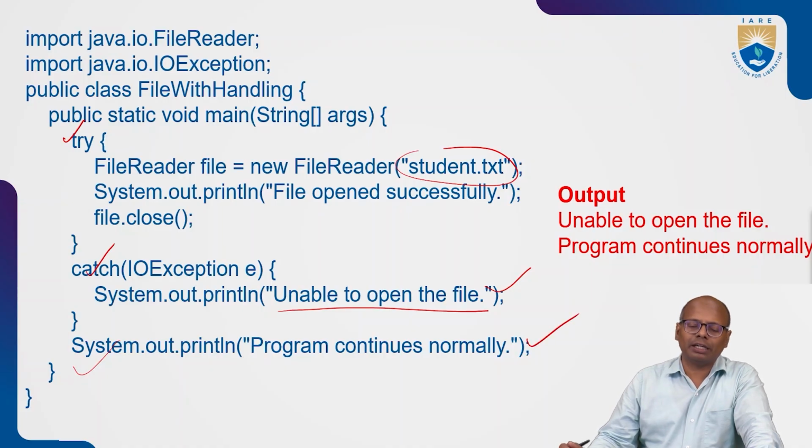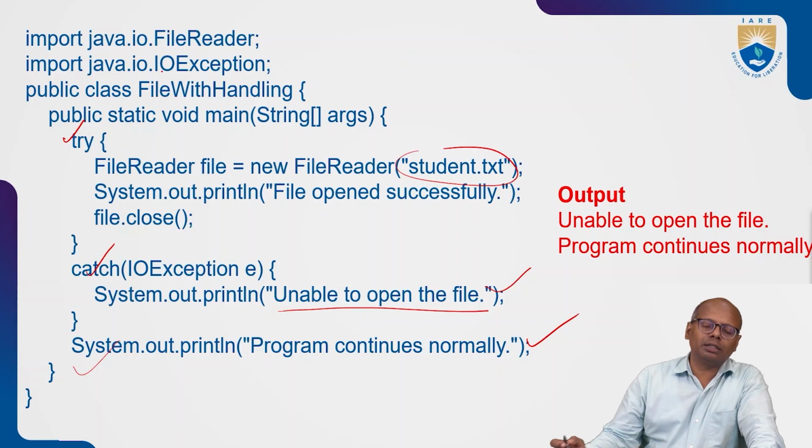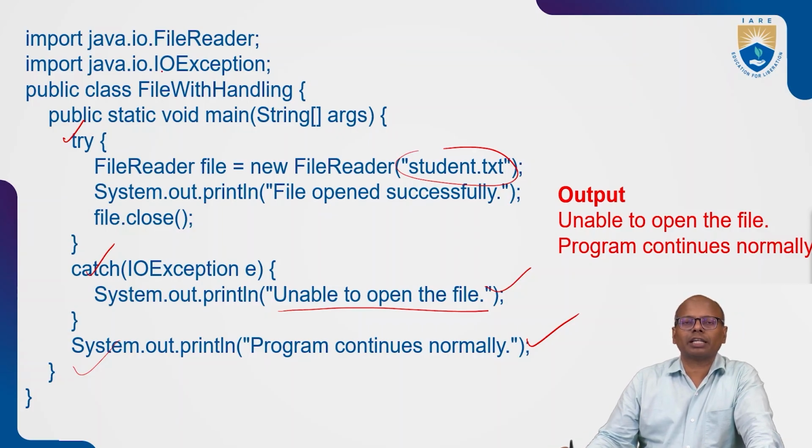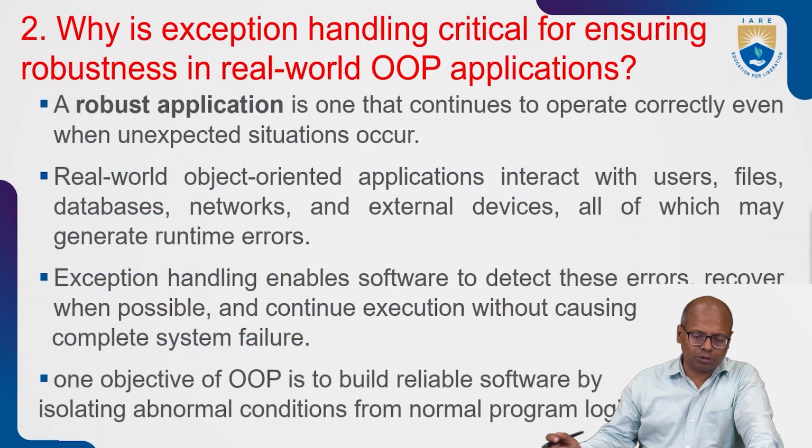That is why, while doing file operations, the exception handling mechanism must be used properly inside my code. Next question: why is exception handling critical for ensuring robustness in real-world applications?